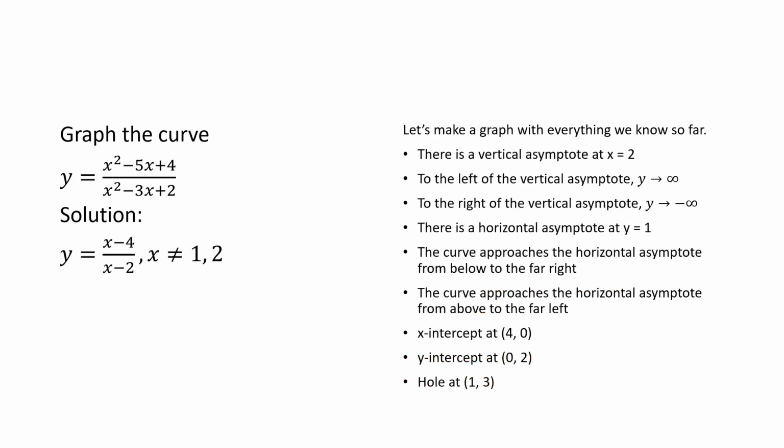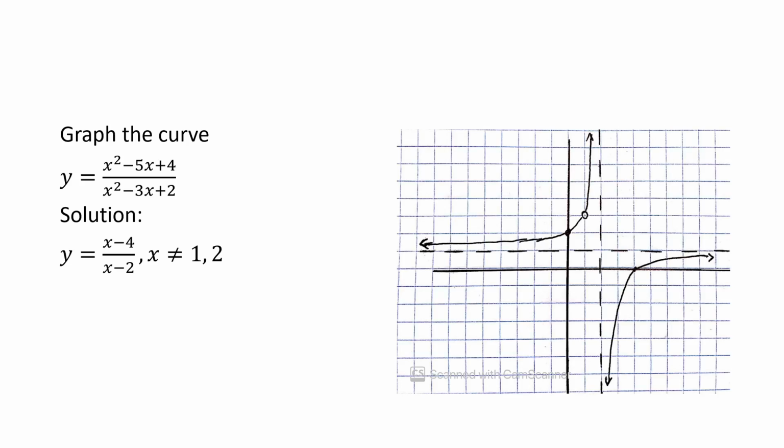Putting all that together, we're going to make a graph with a vertical asymptote at x equals 2. To the left of the vertical asymptote, y goes to infinity. To the right, y goes to negative infinity. We'll have a horizontal asymptote at y equals 1. We'll approach that horizontal asymptote from below to the far right, and from above to the far left. We'll have an x-intercept at (4, 0), a y-intercept at (0, 2), and a hole at (1, 3). Putting all that together, this is the curve we get.